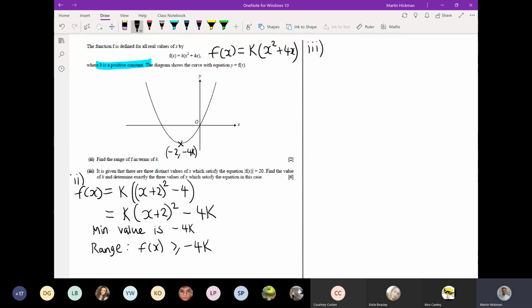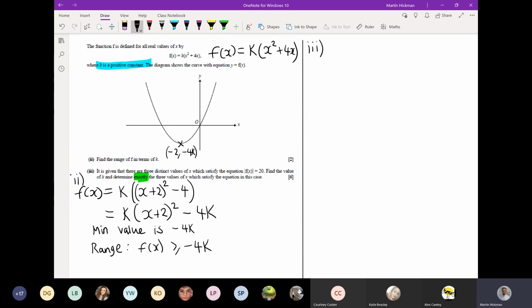So then we get into a slightly harder question now. It's given that there are 3 distinct values of x which satisfy the equation modulus of f of x equals 20. Find the value of k and determine exactly the 3 values which satisfy the equation in this case. Okay, exactly means we're going to have to give this in its exact form.